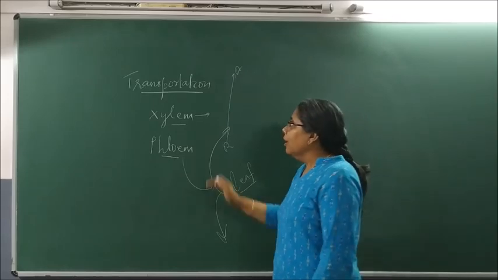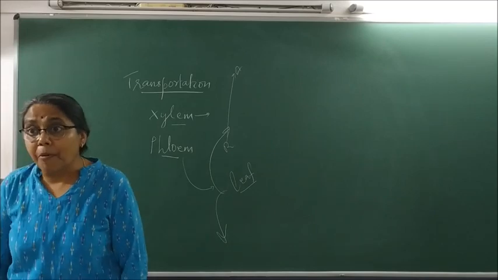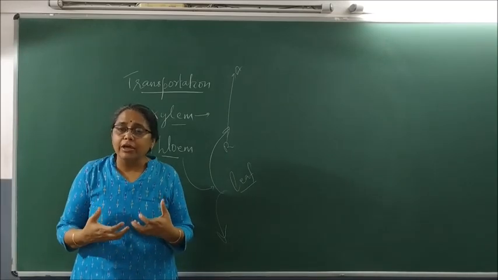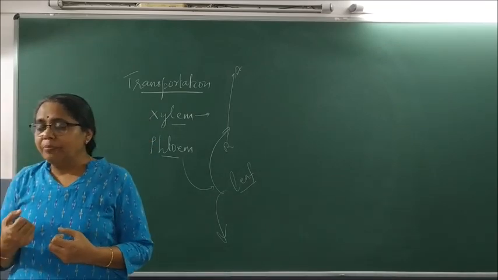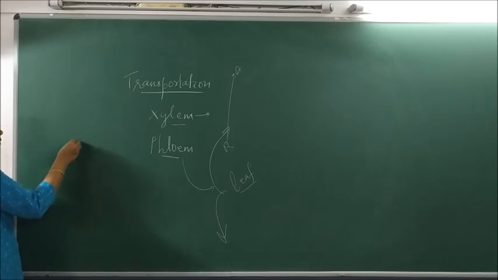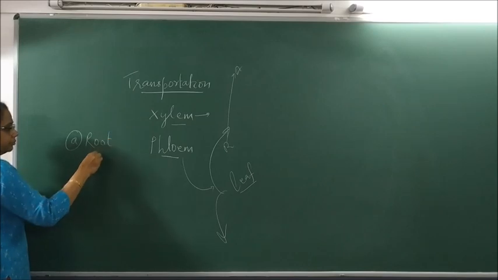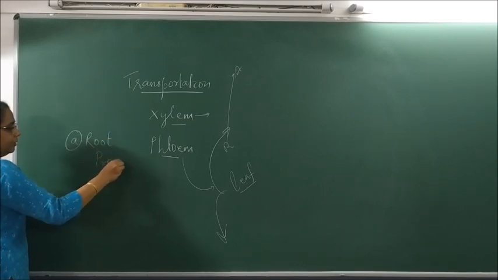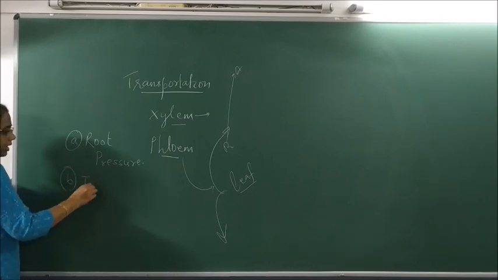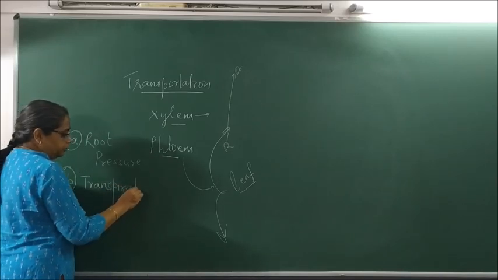Okay? So when I talk about transportation in plants, we know we do not have a pumping organ like a heart in plants. So plants manage with the help of 2 things to transport water, minerals and food. A, which is called root pressure, and B, to move substances up and down, they require another thing which is called transpiration pull.